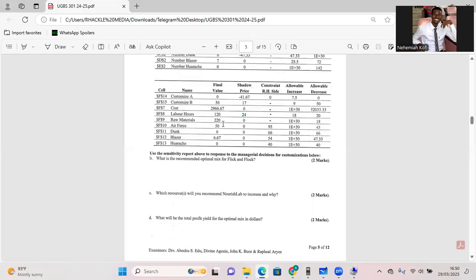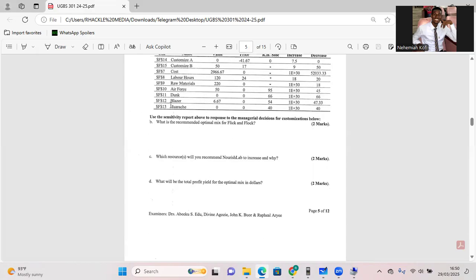$17 profit. That's what it means here. So you are going to write that you recommend that they increase the labor hours constraint and also increase the customized B constraint. All right.